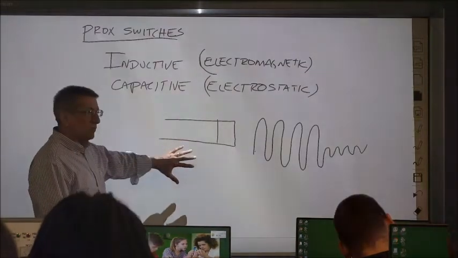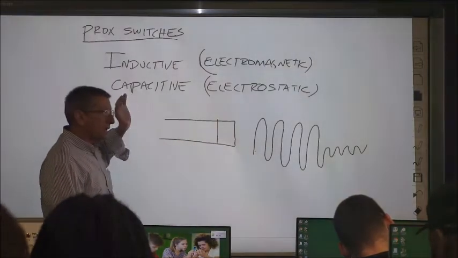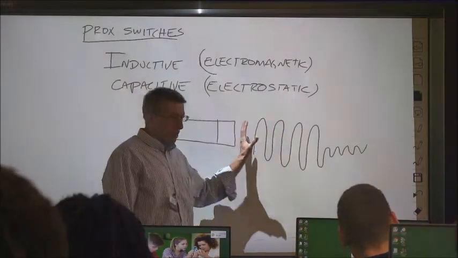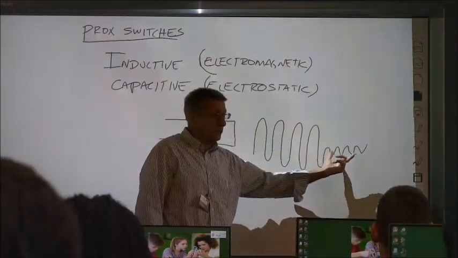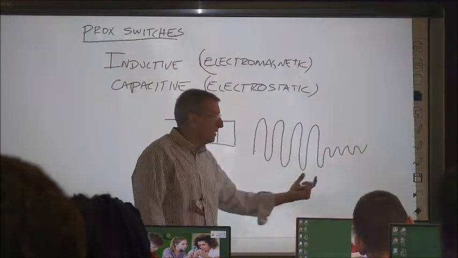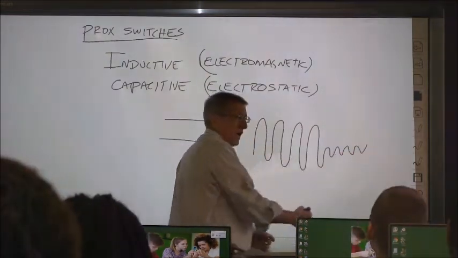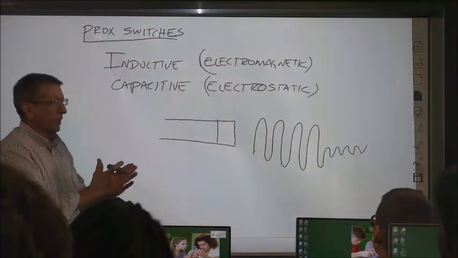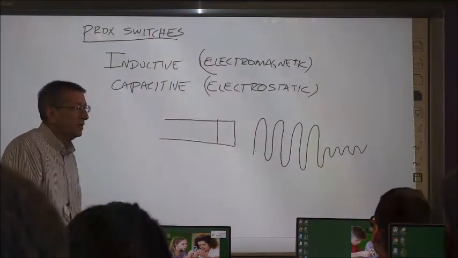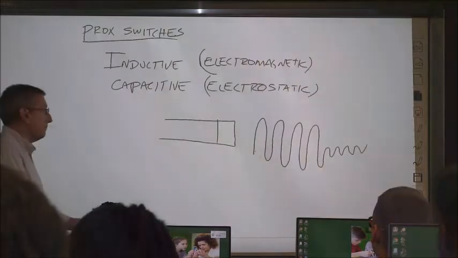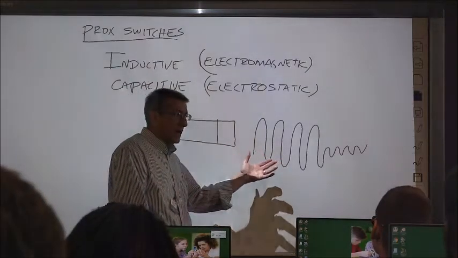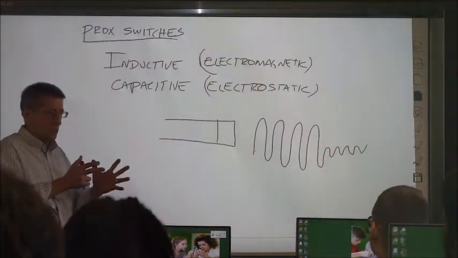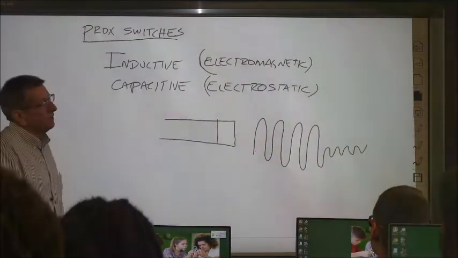And in a capacitive type prox switch, in an inductive type prox switch, this signal's real high until we detect the part. And then the signal drops off way down because we're changing the electromagnetic field, whatever it is. You know what I'm saying? We're changing the amplitude of the oscillator by changing the inductance of the circuit that's inside of it.